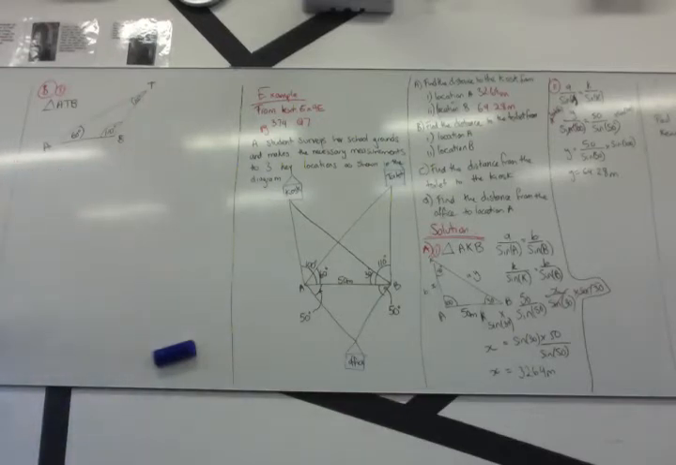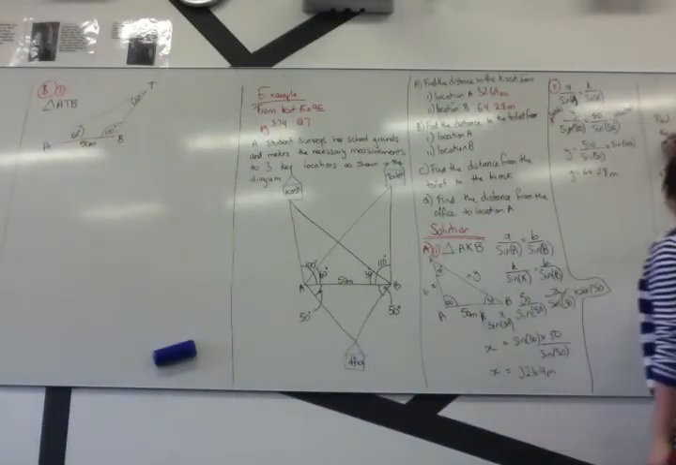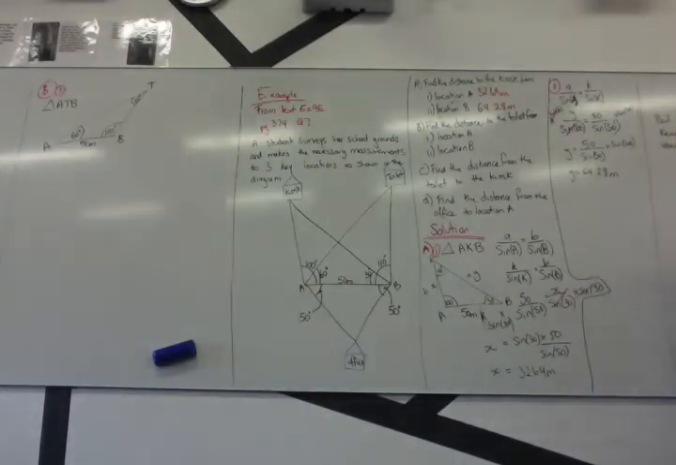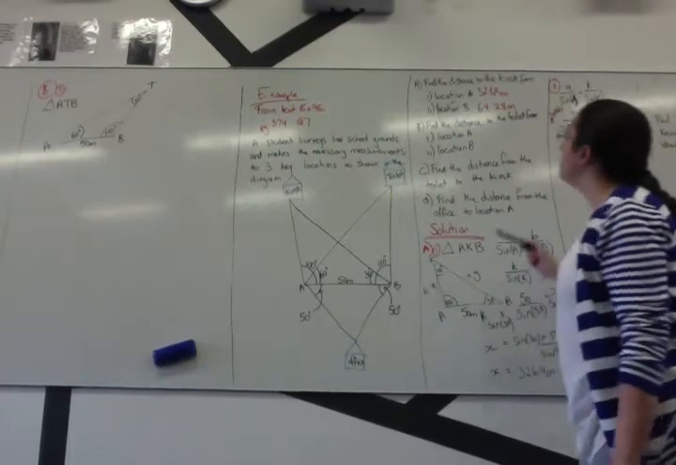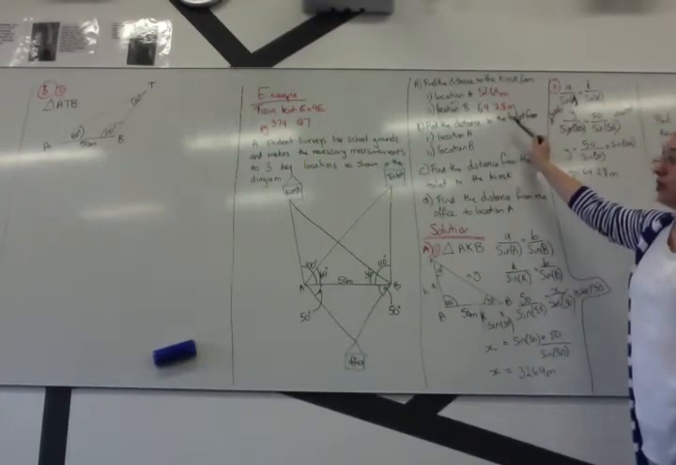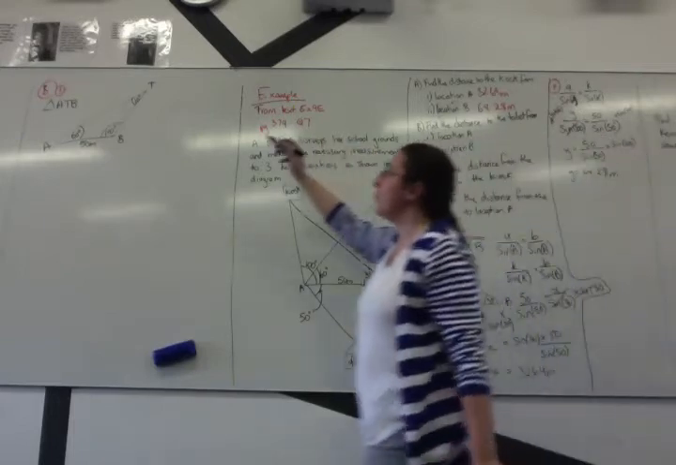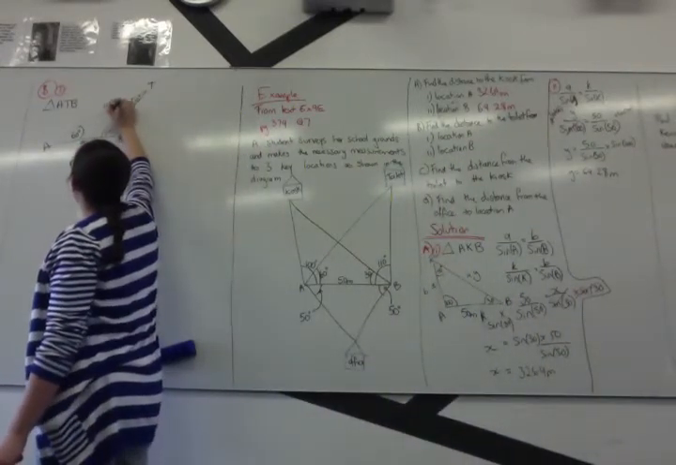Not allowed to walk on the grass. Stick to the paths. So the distance here is 50 meters again. I want to find the distance from location A to the toilet. So I'm looking from here to here. So this is my length.